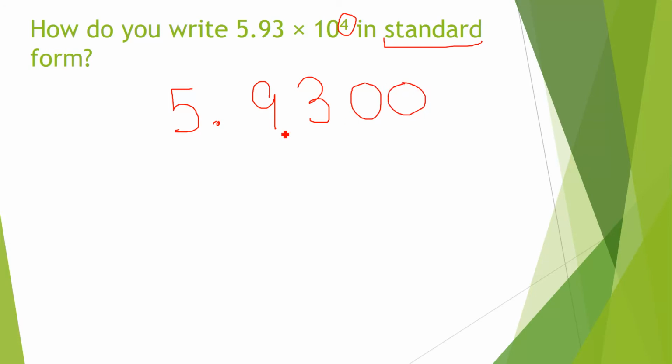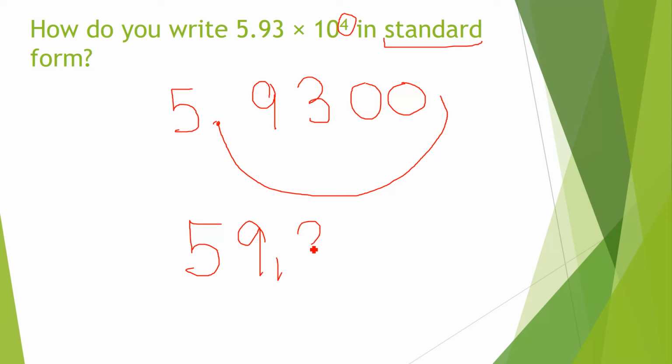Again I am explaining that you have to count whatever you have after the decimal. You cannot put 4 zeros here because of 10 raised to power 4. No, you have to include 93 as well. So 1 place, 2 place, 3 place, 4 place. Now it means you have to move this decimal here. So it will be 59,300.0, right? Because we have moved here. This is the standard form.